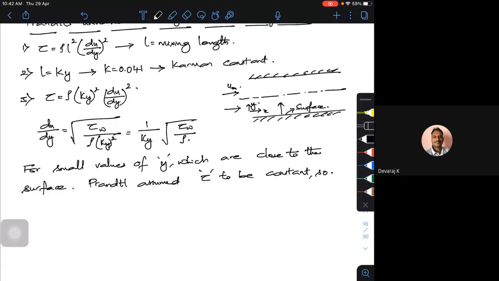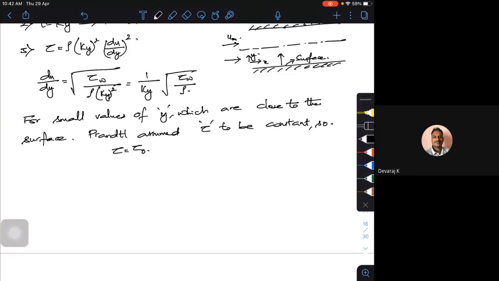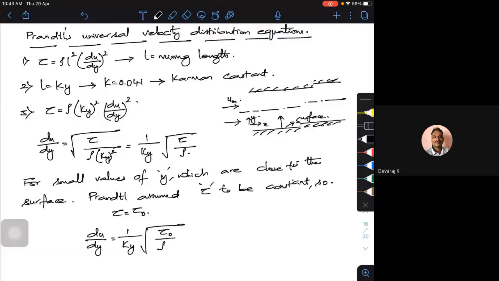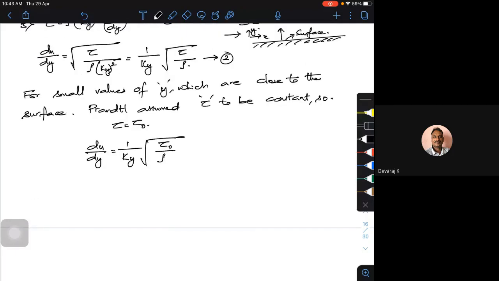So what it took actually is that tau is equal to some tau naught, it's a constant. Your tau wall, we'll simply leave it as tau only, because it's a wall shear stress, that's with respect to the wall. So tau is equal to tau naught, or I can write your du by dy is equal to 1 by ky into square root of, wherever you have tau, I will write tau naught, which is a constant, by rho. Let me call this equation number 1, this equation number 2, and this equation number 3.